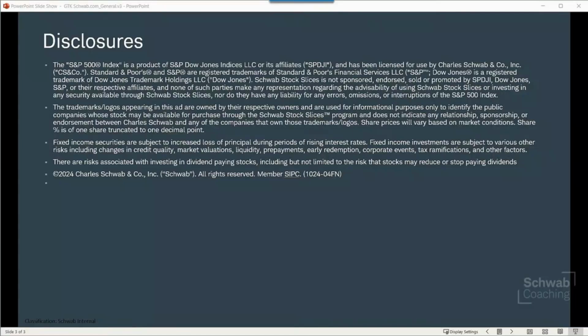There are risks associated with investing in dividend-paying stocks. We'll talk about dividends a little bit here today. Some of those risks regarding dividend stocks include but aren't limited to the risk that the stocks may reduce or stop paying dividends. And of course, there's always the risk the stock goes way down too.